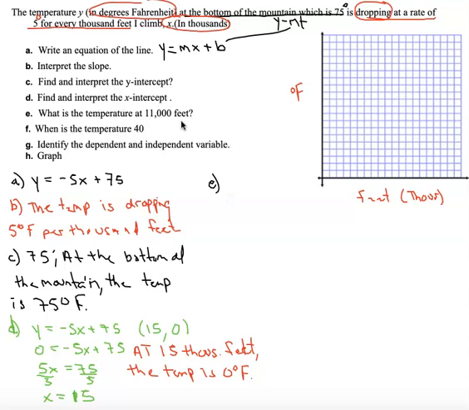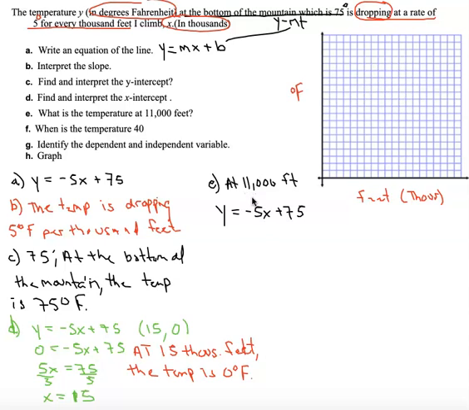It says, what is the temperature at 11,000 feet? Okay, so what is the temperature at 11,000 feet? Start with your equation. Y equals negative 5x plus 75. That 11,000 feet is either an x value or a y value. And you're going to solve for the opposite of what it is. So what is the 11,000 feet? Is feet x or y? Feet is your x, right? Feet is the x coordinate.